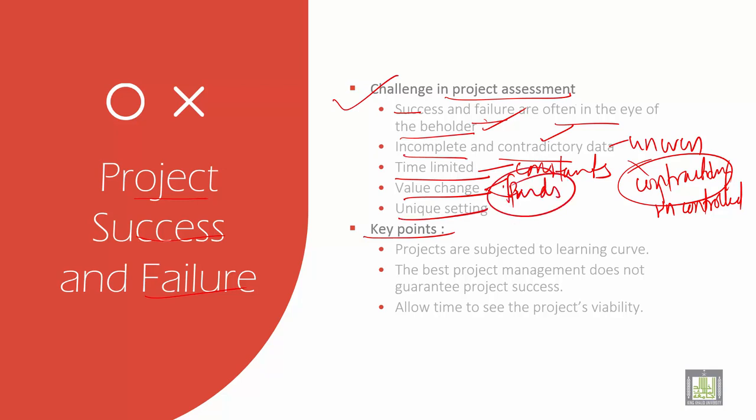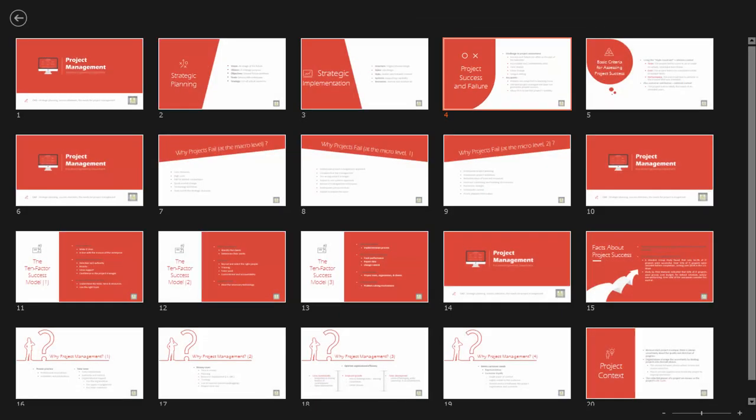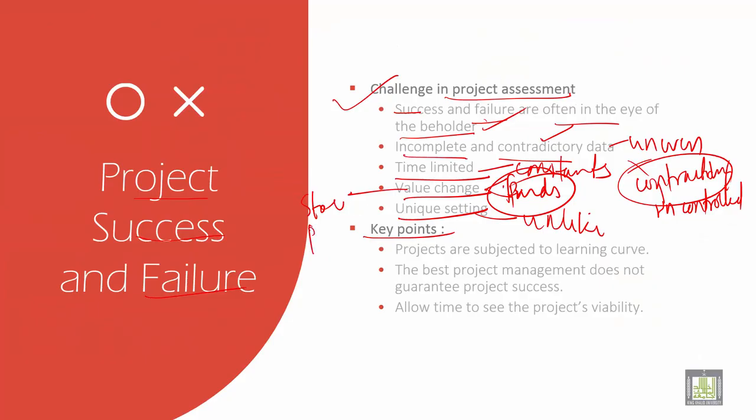And unique setting means, for example, unlike. This value change actually talks about funds like stock price. Then it also talks about giving weightage to your project. So these are the important factors to be taken into consideration when considering the win. And this unique setting is something that is not like others, it is different. So that is unique setting.